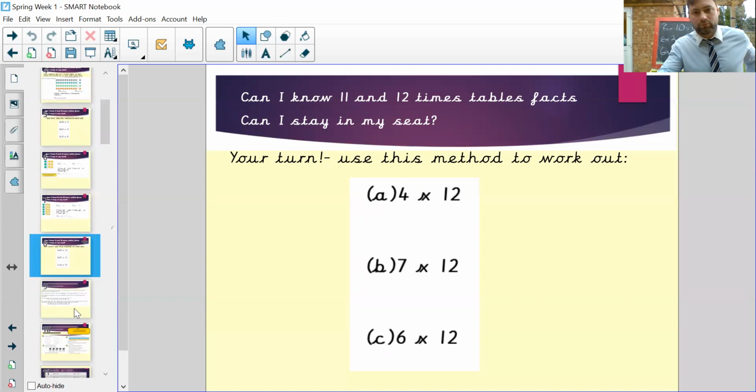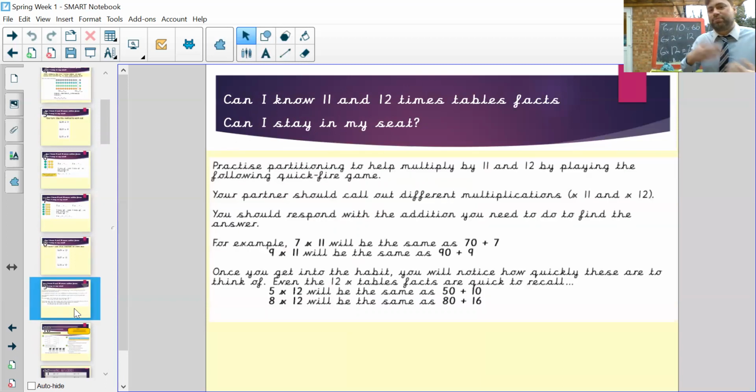Now, practice partitioning to help multiply by 11 and 12. And doing it this way and try to do it up here mentally, you'll become very quick. And the more you practice, the better you'll become. You can play a game with someone in your family if you like to. And what you should do is call out different multiplications in the 11 and the 12 times table. You should respond with the addition you need to find the answer.